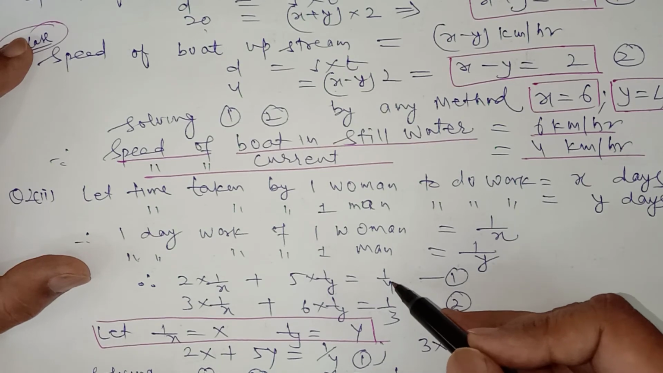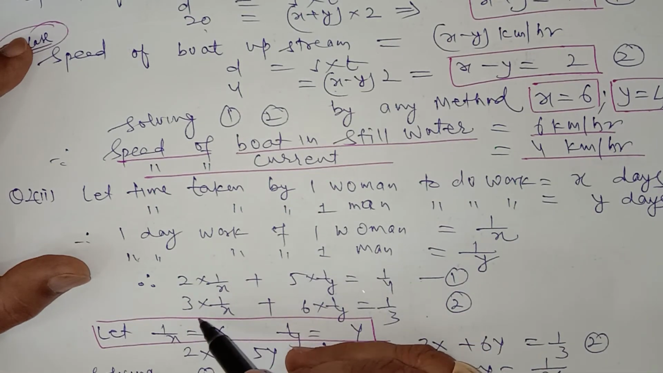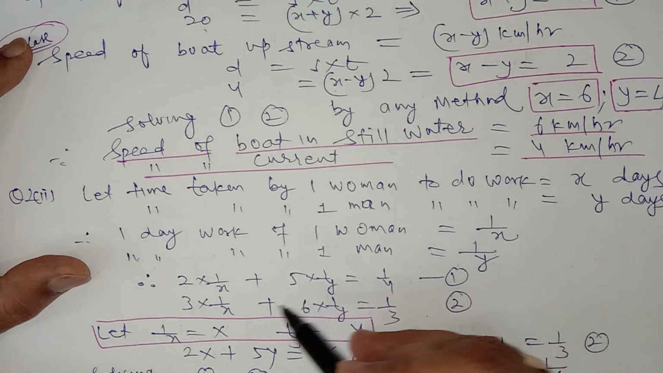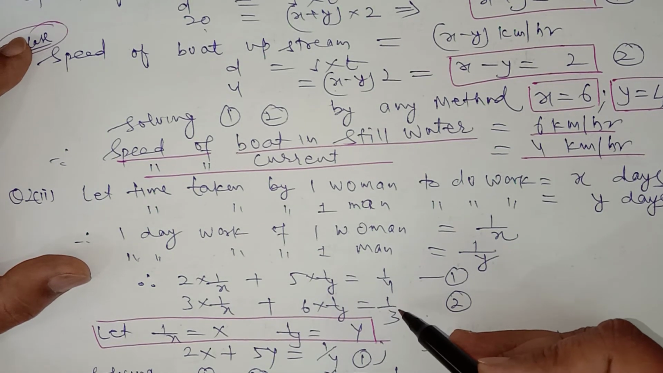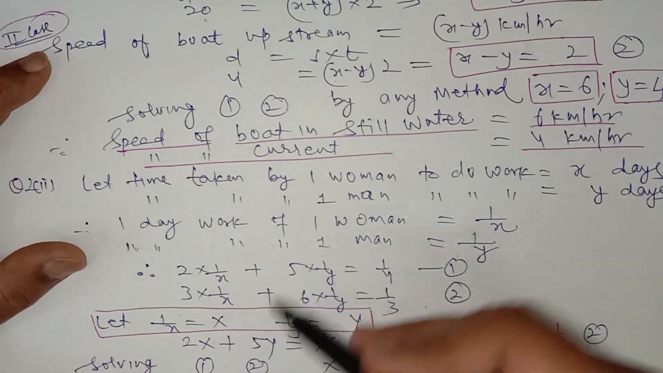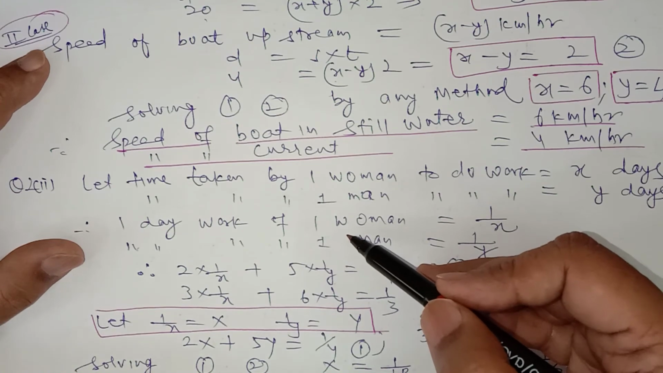Similarly, the work of 3 women will be 3 into 1/x, and the work of 6 men will be 6 into 1/y, and they are doing the work in 3 days. So their 1 day work will be 1/3. Now you know how to solve these types of equations. You have done this in the first question of this exercise.